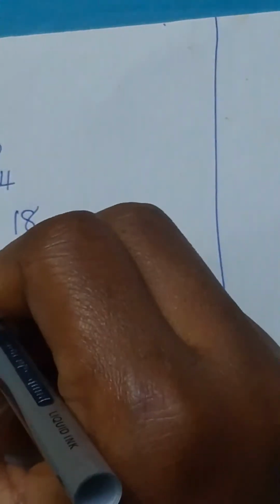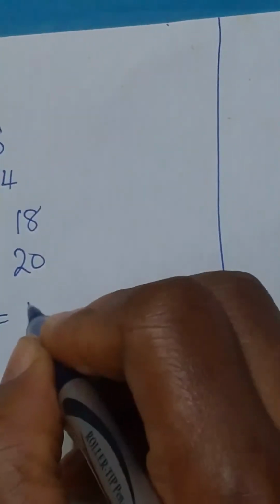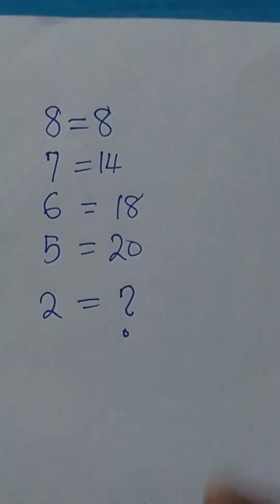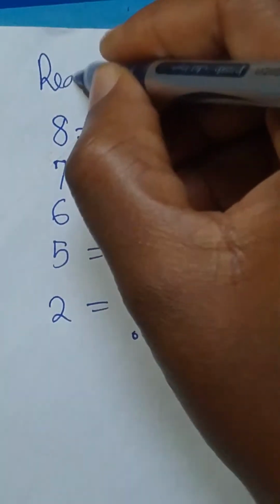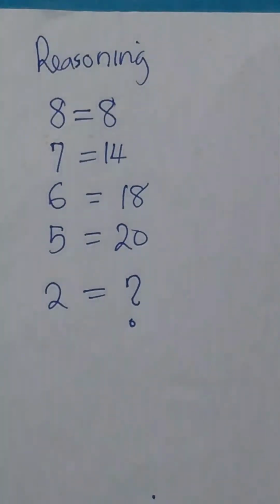The second to last question is going to be a bit easy. It's going to be a puzzle. All right. This is a math puzzle. 8 is equal to 8. 7 is equal to 14. 6 is equal to 18. 5 is equal to 20. Then 2 is equal to what? So this is math reasoning. You can also call it a math puzzle.